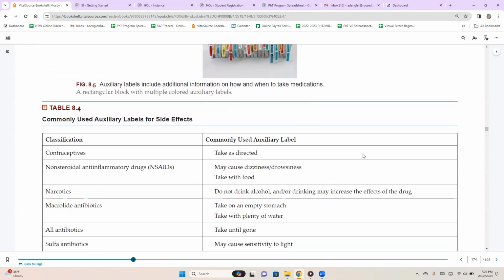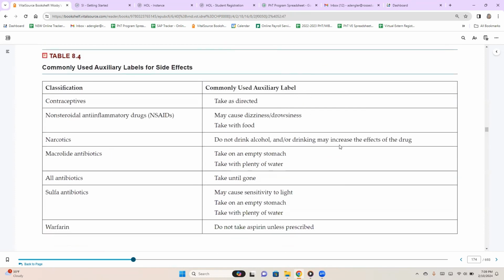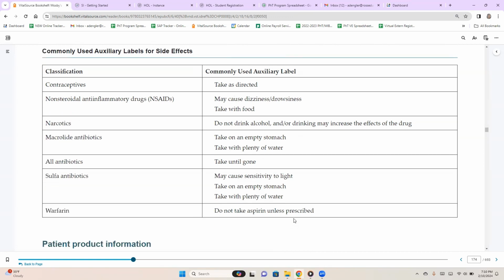And here's just some commonly used auxiliary labels for side effects. This is an important table to study for the PTCB, because these are the questions that they might ask you about, you know, for taking this drug, what commonly used auxiliary label might we put on there? Things of that nature. So like contraceptives, we're going to put on there, take as directed. Non-steroidal anti-inflammatory drugs, we're going to put may cause dizziness or drowsiness and take with food, and so on and so forth.